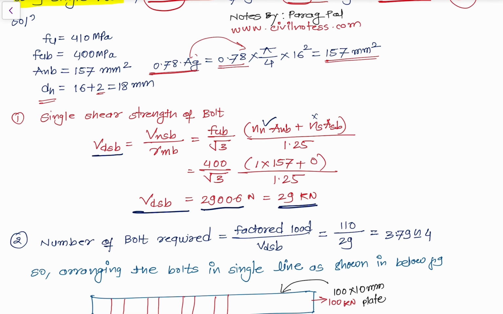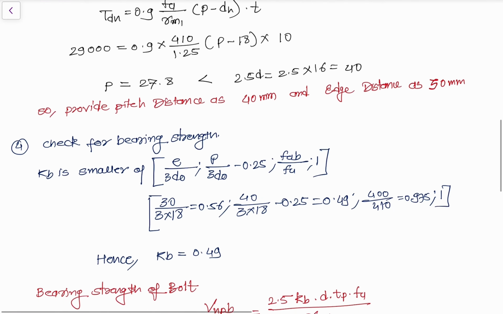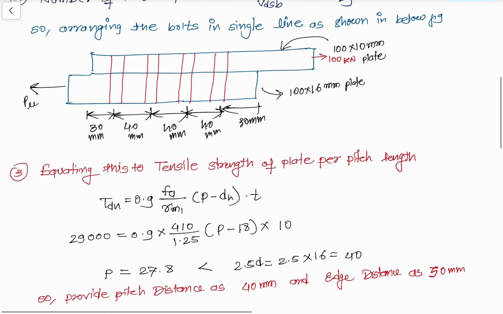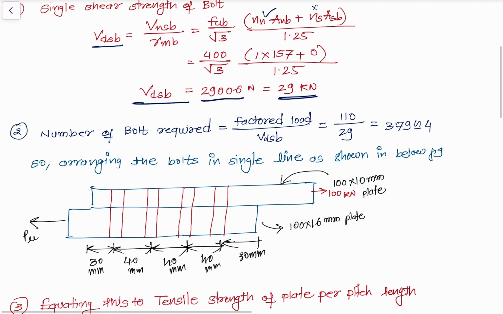Now step 2 is to identify how many bolts are required. Understand, guys, it is a very simple concept. Whenever you are doing design for tension or for shear, you just need to understand VDSB and VDPB. These two calculations you need to make. Whichever is the lowest one, that you need to consider for the design. Now we have calculated the VDSB. Based on that, let's understand how many bolts are required for this design.